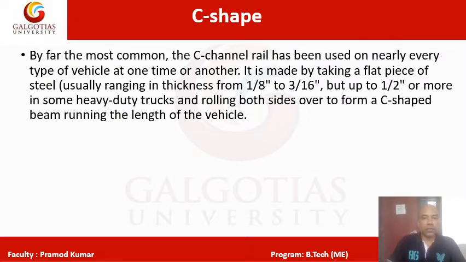So we come to the C-shape frame. By far the C-channel frame rail has been used on nearly every type of vehicle at one time or another. It is made by taking a flat piece of steel, usually ranging in thickness from 1/8 inch to 3/16 inch, but up to half an inch or more in some heavy duty trucks, and rolling both sides over to form a C shape running the length of the vehicle.